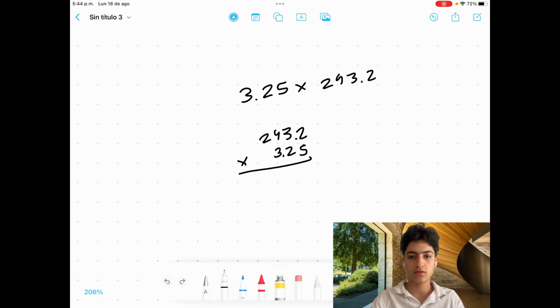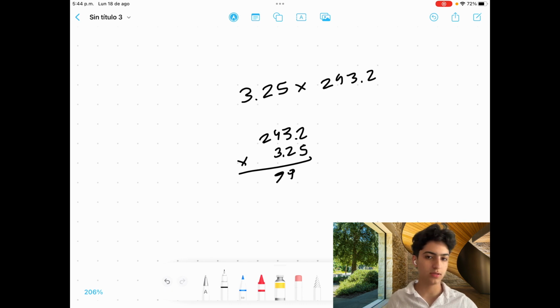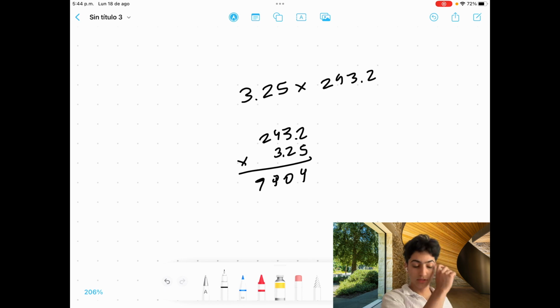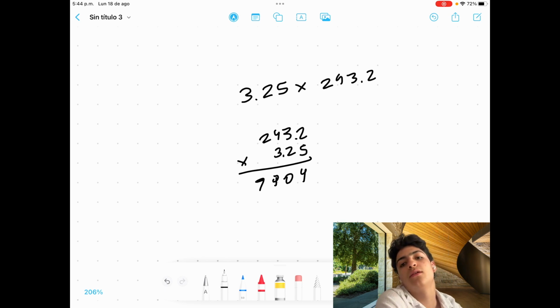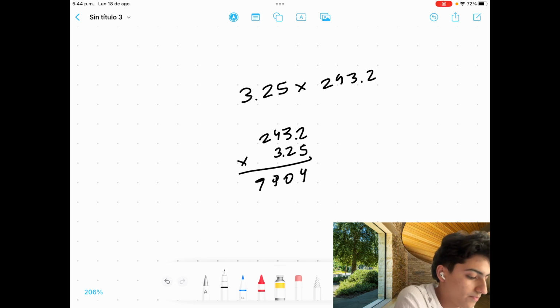Times 2 times 3.25. So that gives us this. After performing the calculation that we already know how to do, that gives us this.